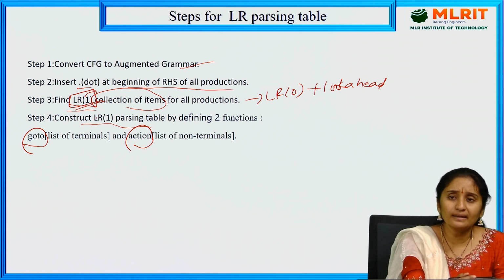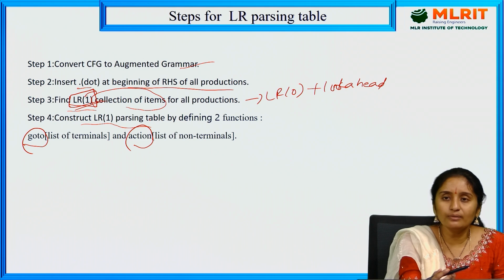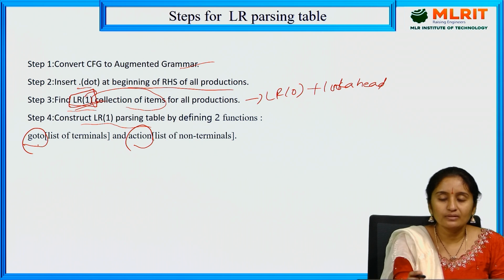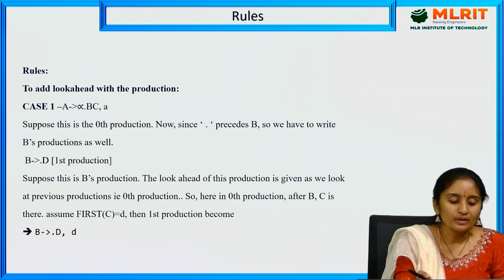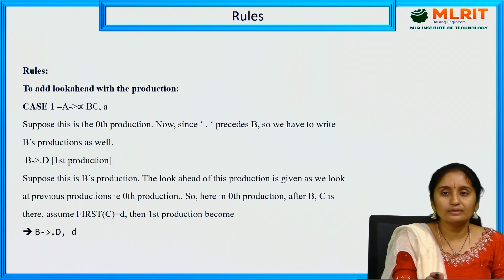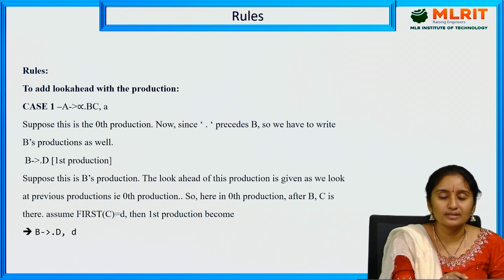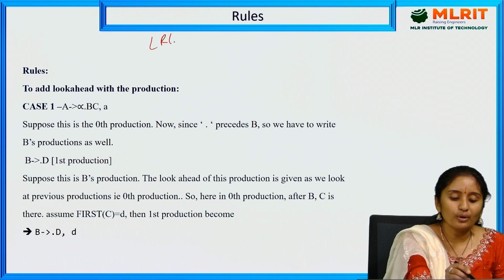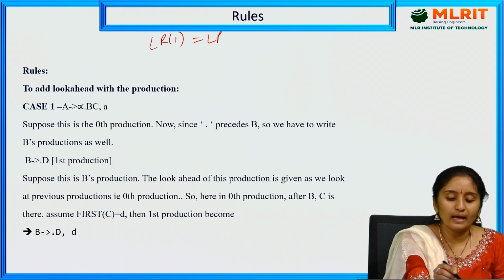Then after calculating the collection of items, we are going to construct the parsing table, having two functions, that is the goto function and the action function. So what are the rules that are used to calculate a lookahead symbol? Here, LR(1) is nothing but LR(0) plus lookahead symbol.